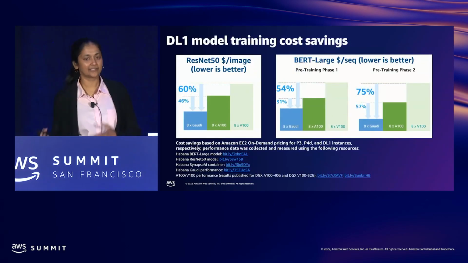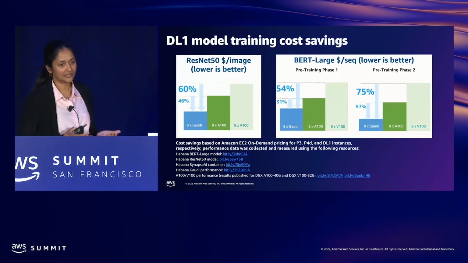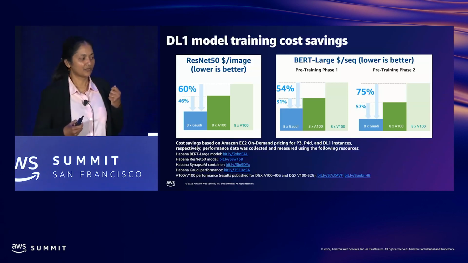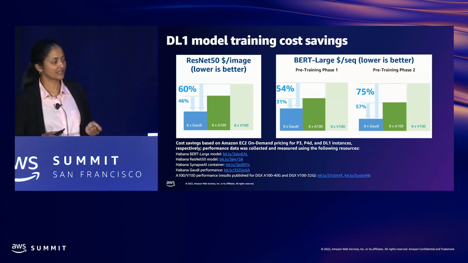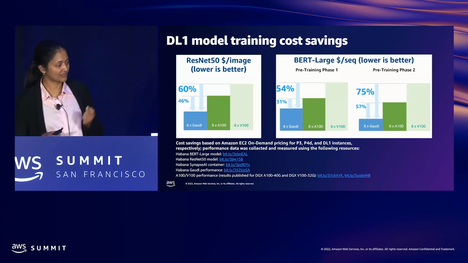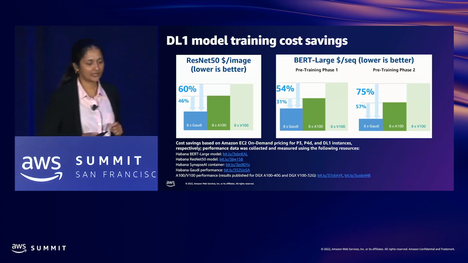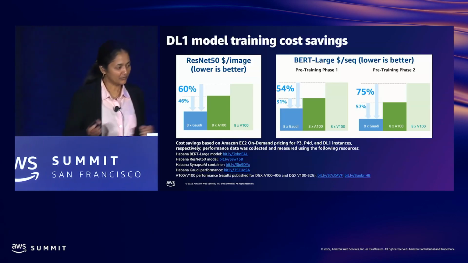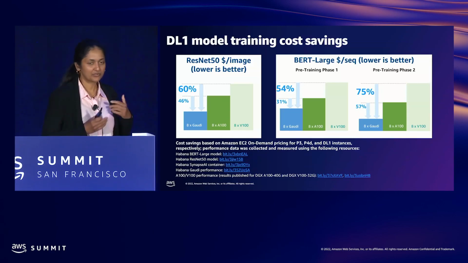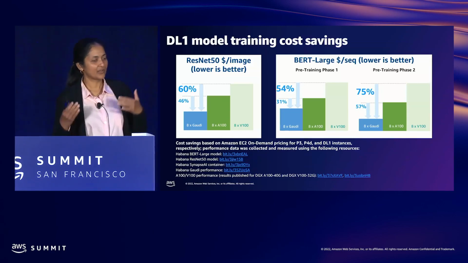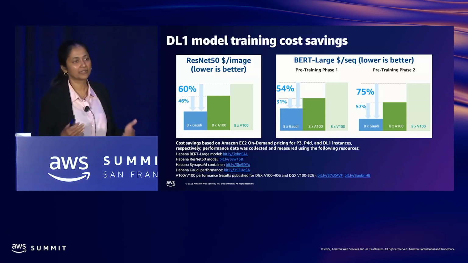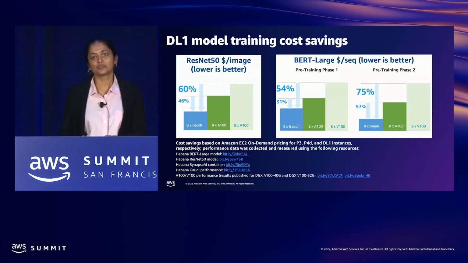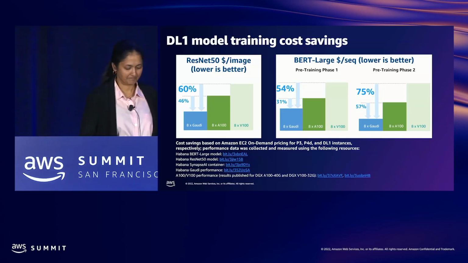And when you translate this performance in terms of the cost savings to the end users and customers is where it gets really exciting, right? For ResNet 50, we offer up to 60% better cost savings than V100 and 46% better compared to an A100. Similarly for BERT Large, 54% and 31% for phase 1, 75% to 57% on phase 2. So overall, you get really compelling cost savings if you switch to a DL1 instead of another instance.